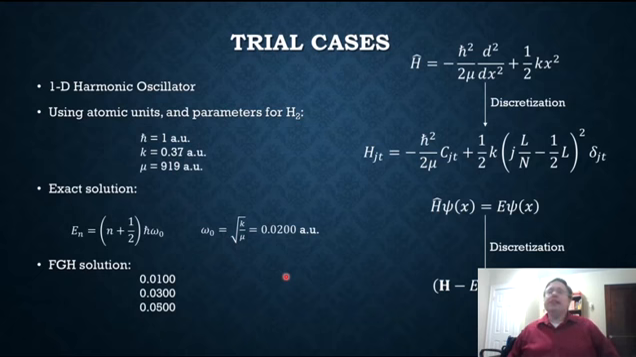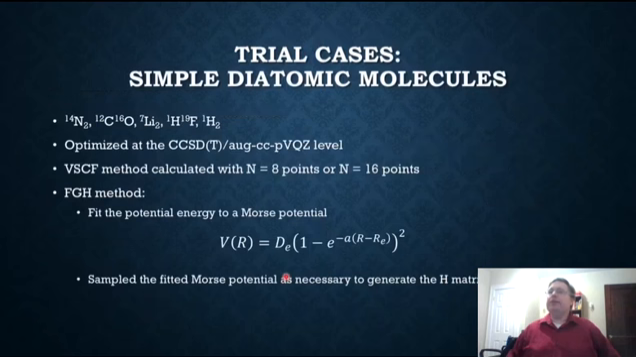So since the analytical solution worked pretty well, we thought we'd try some actual molecules. So we're going to take a look at these 5 molecules: N2, CO, Li2, HF, and H2. These molecules were optimized at the CCSD(T)/aug-cc-pVQZ level. This is an electronic structure method that is extremely high accuracy. So any errors associated with these calculations are probably not due to the level of theory chosen here.